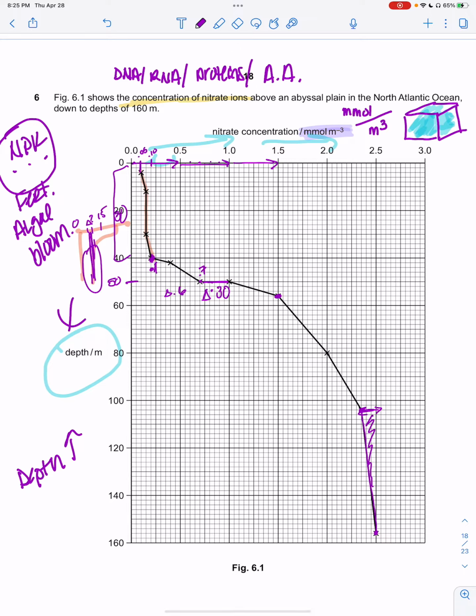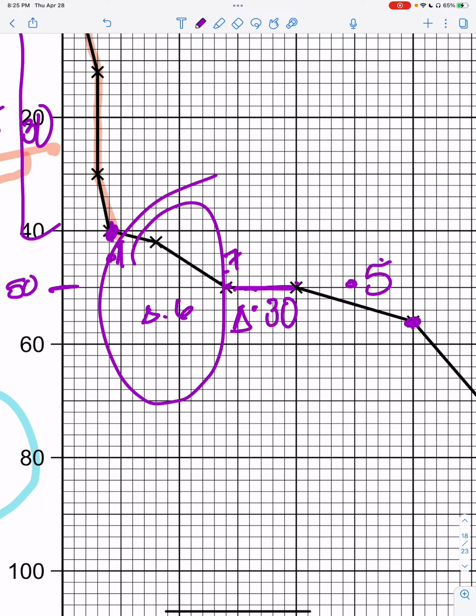From here to here, this one is a change of 0.5. Here to here. So yeah, this is actually going to be your greatest change. From what was that from? 40 to 100.